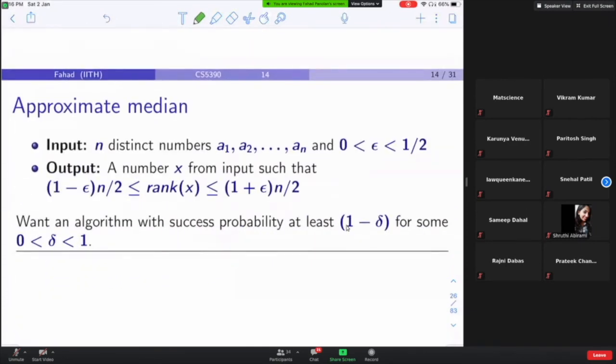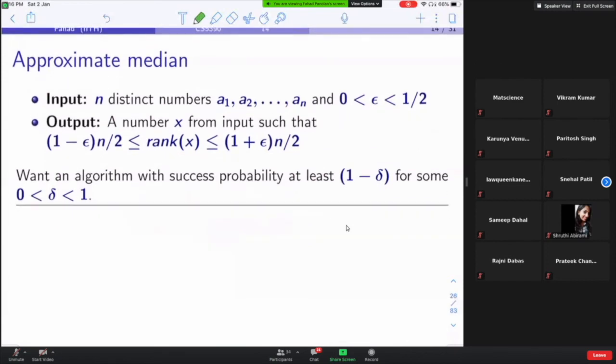Now I make it slightly more complicated. I don't allow you to give something which is between n by 4 and 3n by 4. I want something which is very close to n by 2. In the sense, if you sort it, n by 2 is here, so you can go 1 minus epsilon times n by 2 here, and here also 1 plus epsilon times n by 2.